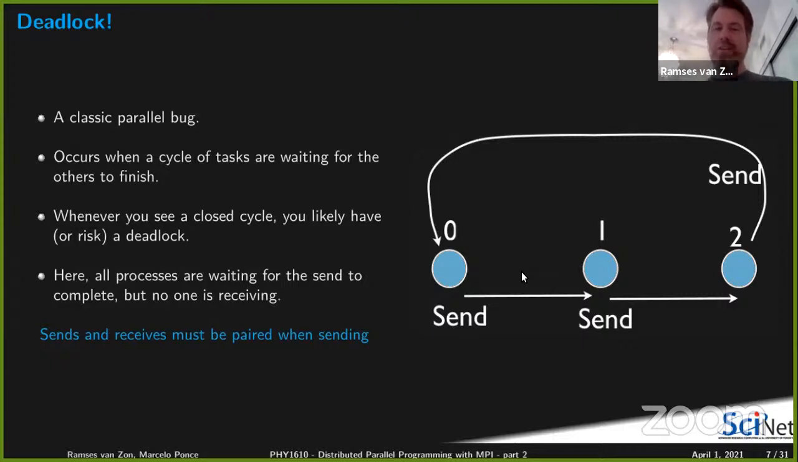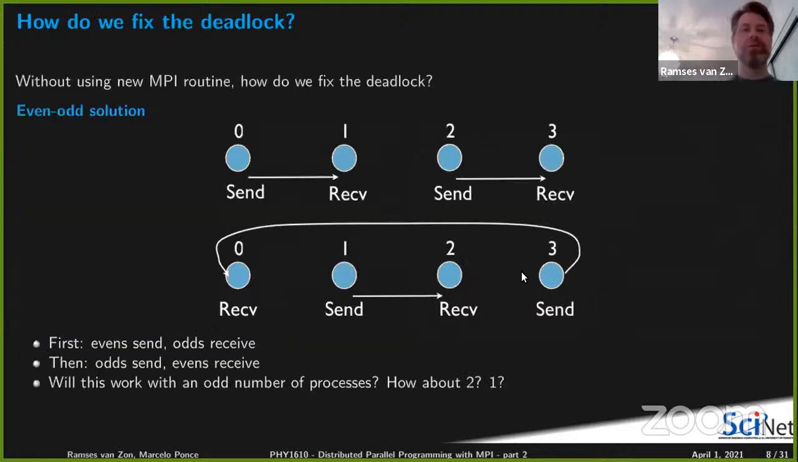Everybody's waiting on everybody. And so I've mentioned this before, when you're sending and receiving, there has to be a sender and a receiver. They have to be paired, but not only do they have to be paired in the code, where there is a send and there is a receive, they have to be paired at the moment that the communication happens. Otherwise, you have a deadlock. Now, this must be fixable, because sometimes you need periodic boundary conditions, and this is what you have to do. So how do we fix this?